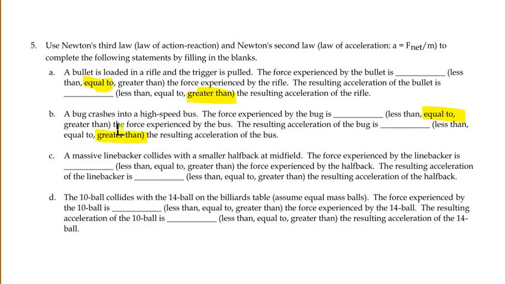C, a massive linebacker collides with a smaller halfback at midfield. You should be sick of this one by now. The force experienced by the linebacker is equal to, forget making any choices, the force must be, by the third law of motion, the scientific law of action-reaction, equal to the force experienced by the halfback. The resulting acceleration of the linebacker, the linebacker has more mass, therefore the acceleration of the linebacker will be less than the acceleration of the halfback. So you might see the halfback get flung back.